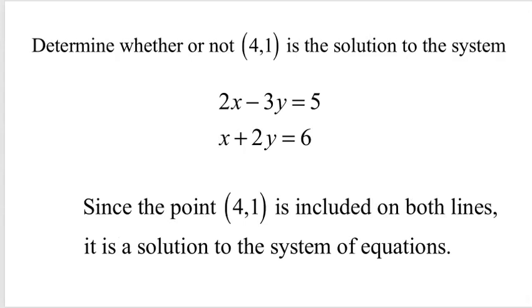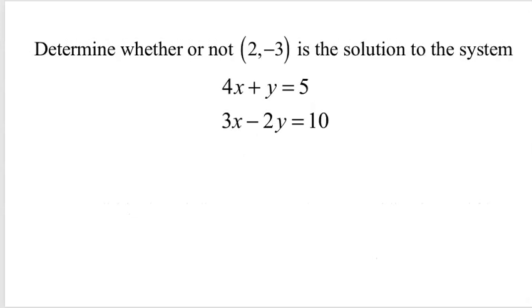Most of the time with two lines, there is one solution. There are rare circumstances where you could have more than one, and we'll discuss that in class. Let's take a look at one more case like that. Determine whether or not the point (2, -3) is a solution to this system: 4x plus y equals 5, and 3x minus 2y equals 10.